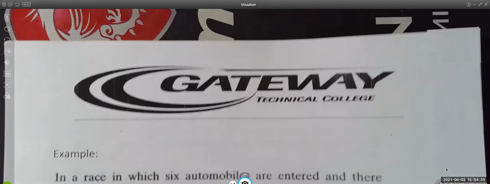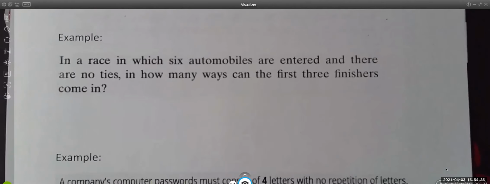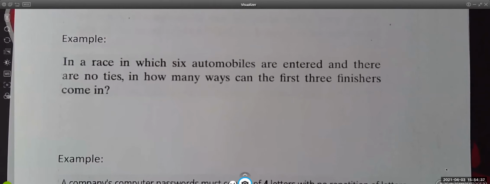Now let's look at our next example. In a race in which 6 automobiles are entered and there are no ties, in how many ways can the first 3 finishers come in? So this is a very common scenario. Actually, this is equivalent to how many different ways to select 3 winners out of 6 racers, right? Pretty much like that. And in a race, order definitely matters.